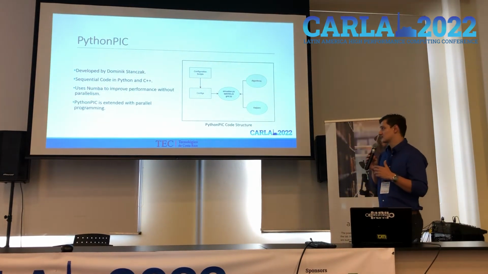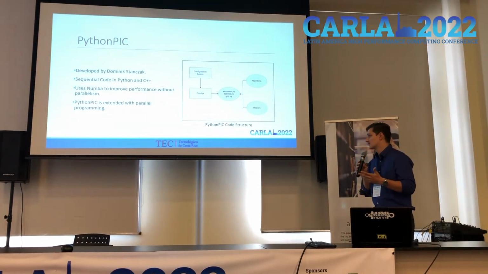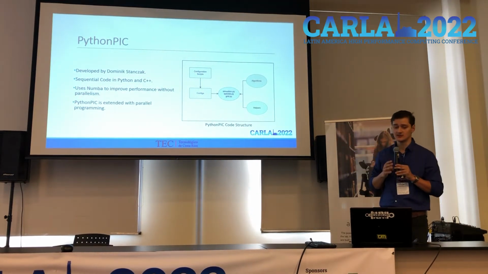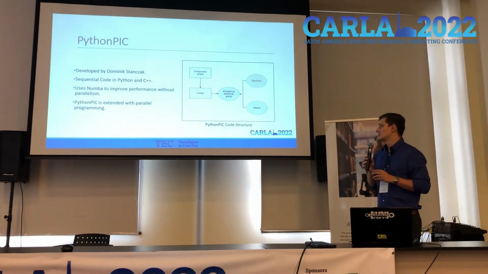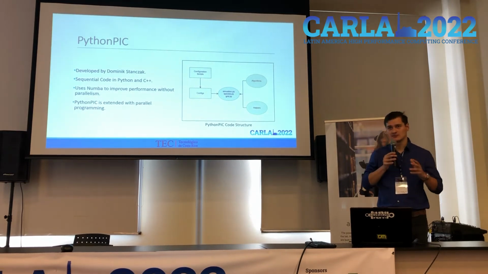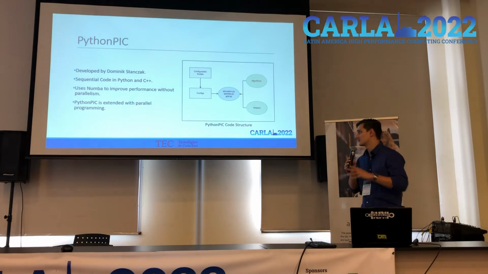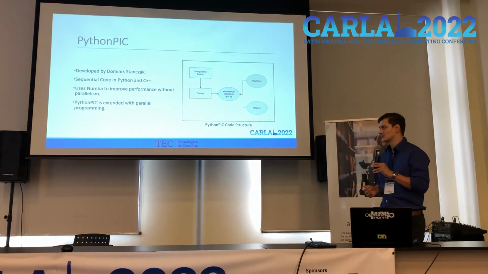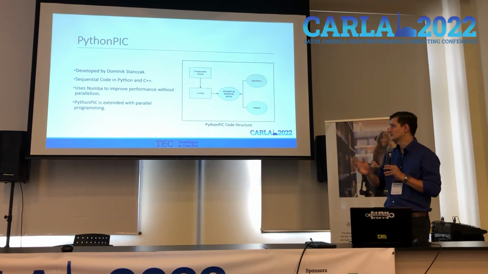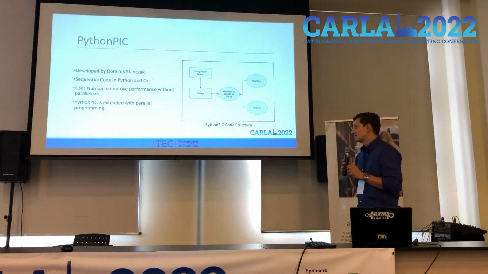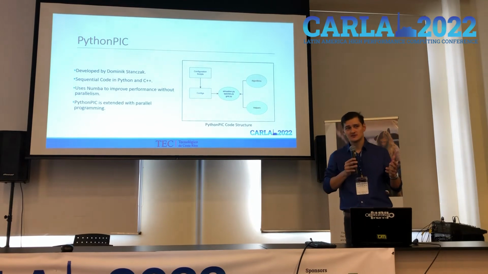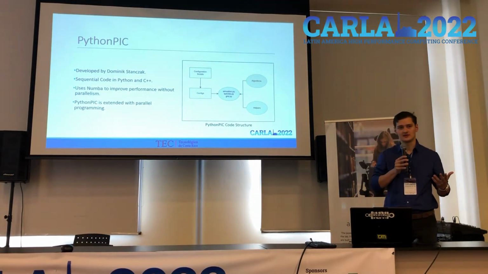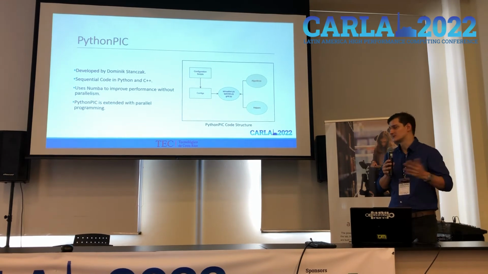Python Pig, this was the code that we used as benchmark in this case. It was initially developed by Dominik Stanisz, a Polish researcher. Basically, he created a sequential code in Python and in C++ to evaluate the performance. It uses Numba to optimize the code, but it's not using parallel operations. In this case, Python Pig is extended with 3 different tools to evaluate the performance of these tools.